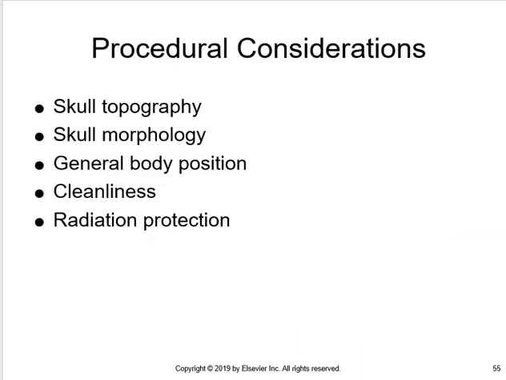For positioning, we have to consider a lot of different things. We have to consider skull topography, which we have not talked about yet. We'll need to consider skull morphology, and that is that general shape of the head. We need to consider general body position and direction of the central ray if the particular procedure we're taking involves angulation of the central ray. Certainly cleanliness, and we'll talk about that here in a bit, and then radiation protection as well.